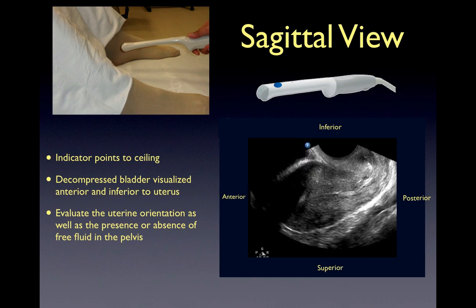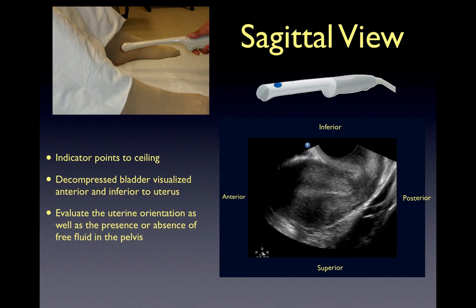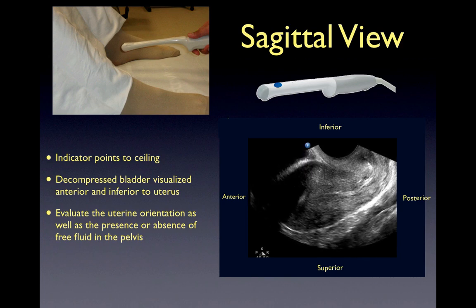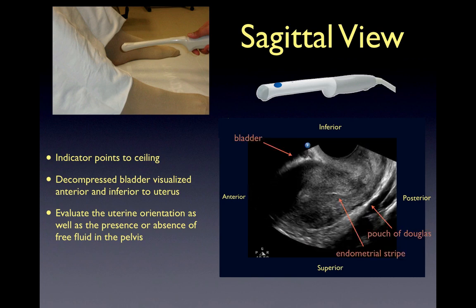Rock the probe anteriorly and posteriorly and fan it side to side to evaluate the shape of the uterus as well as the presence or absence of free fluid in the pelvis, usually seen in the pouch of Douglas.